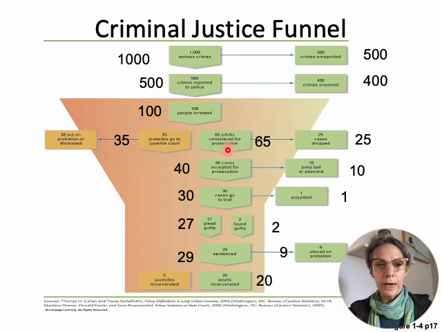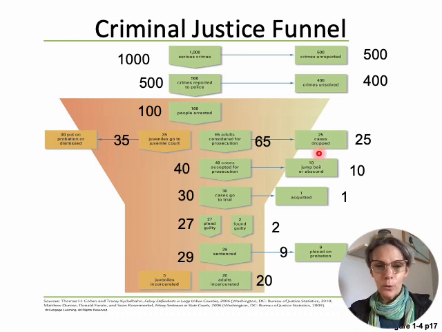Out of those 100, 65 go into the adult system and 35 go into the juvenile system. And we're not going to talk about this side of it because this isn't a class on juvenile justice, but we'll take a look at the adult side of this, okay? And so of the 65 adults who are considered for prosecution, again, we have the funneling, right?